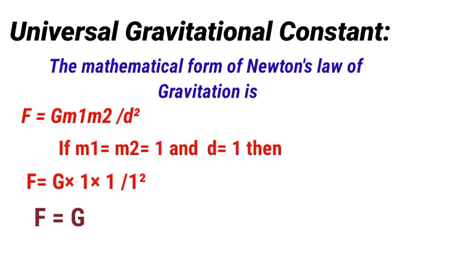The mathematical form of Newton's law of gravitation is F equals G m1 m2 by d square. If m1 equals m2 equals 1 and d equals 1, then F equals G into 1 by 1 square. Here we have taken masses m1 and m2 as 1 and also d as 1. So we get F equals G. As a result, the universal gravitational constant can be defined as the gravitational force that exists between two unit masses separated by a unit distance.